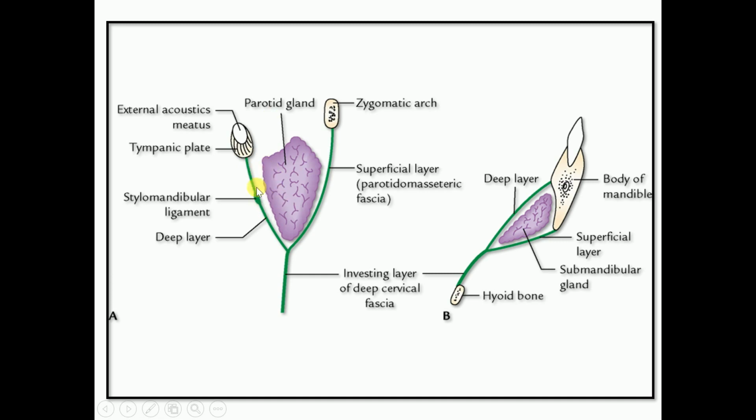Now the part of the layer stretching between the styloid process and the angle of the mandible forms the stylomandibular ligament. That portion becomes thickened, and it separates the parotid gland from the submandibular gland. Now when we trace downwards, the fascia splits twice to enclose the two spaces. Here it splits and encloses the submandibular gland. Here it encloses the parotid gland. So the investing layer splits and encloses the two salivary glands, the parotid gland and the submandibular gland.